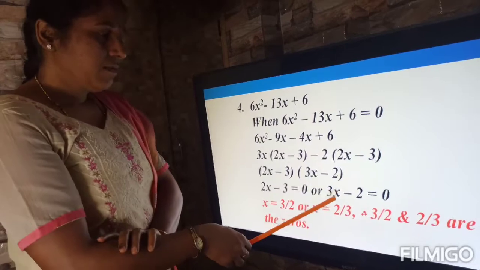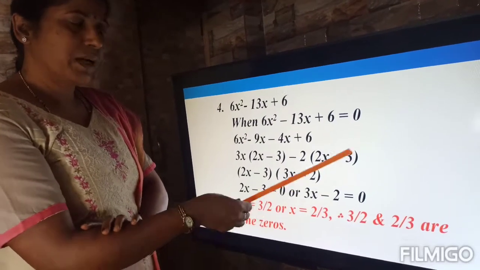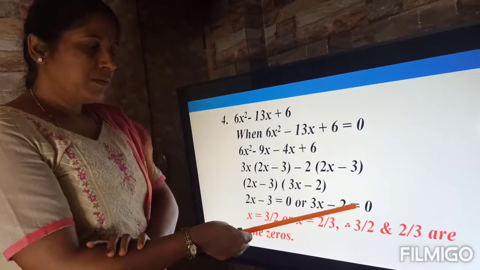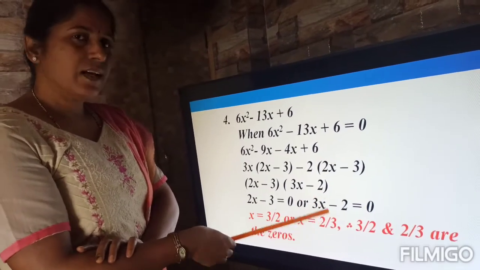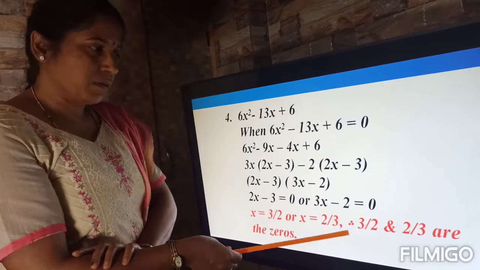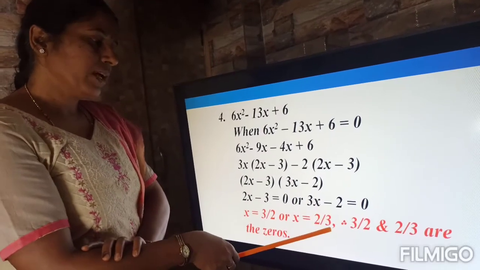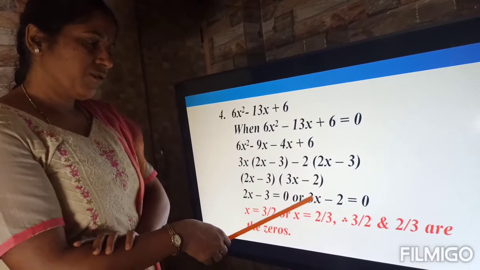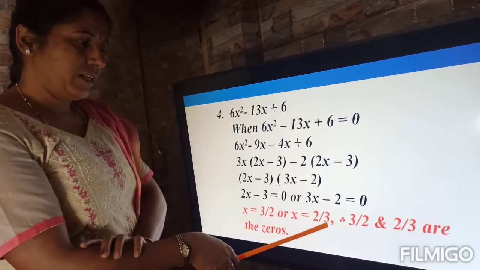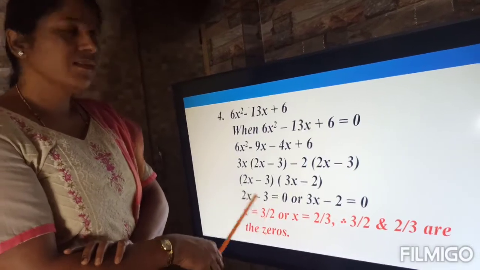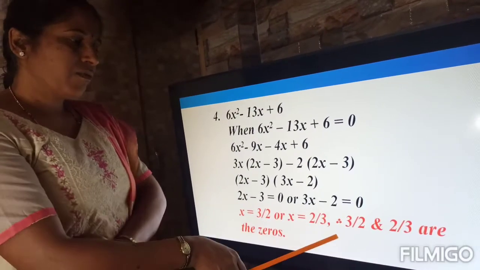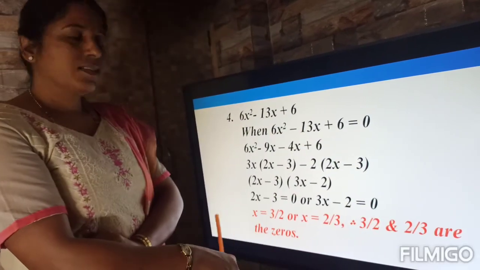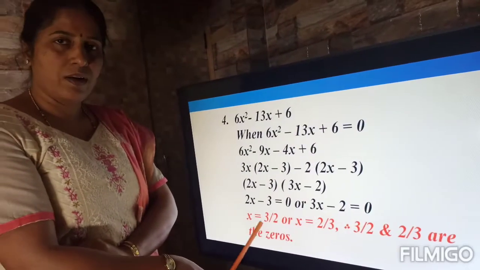Here first 3x keep as it is, minus 2 transfers to the right side, that is plus 2, then this 3 also transfers to the right side, that goes down, then we will get 2 by 3. Minus 2 becomes plus 2 and this coefficient goes down and 2 by 3. Now the x values we got are 3 by 2 and 2 by 3. Therefore 3 by 2 and 2 by 3 are the zeros of the given polynomial.